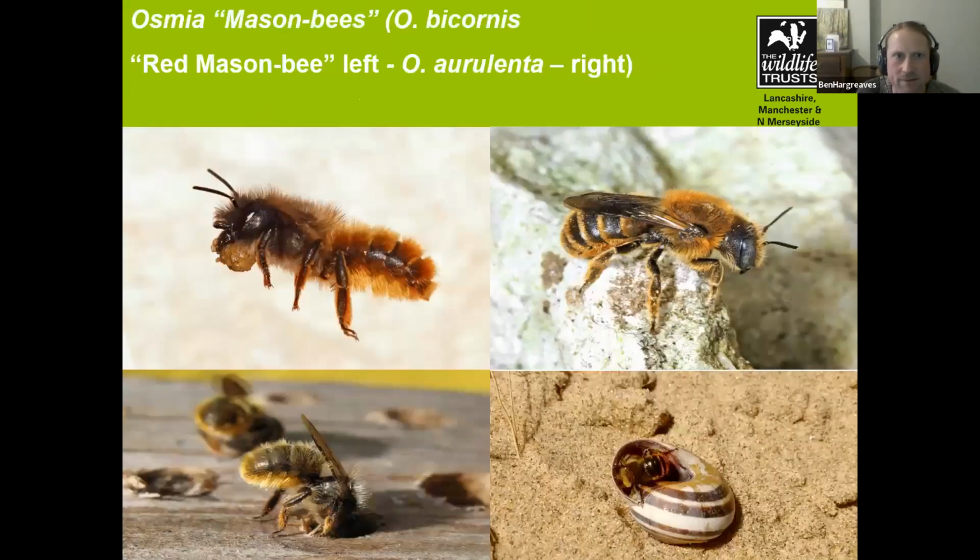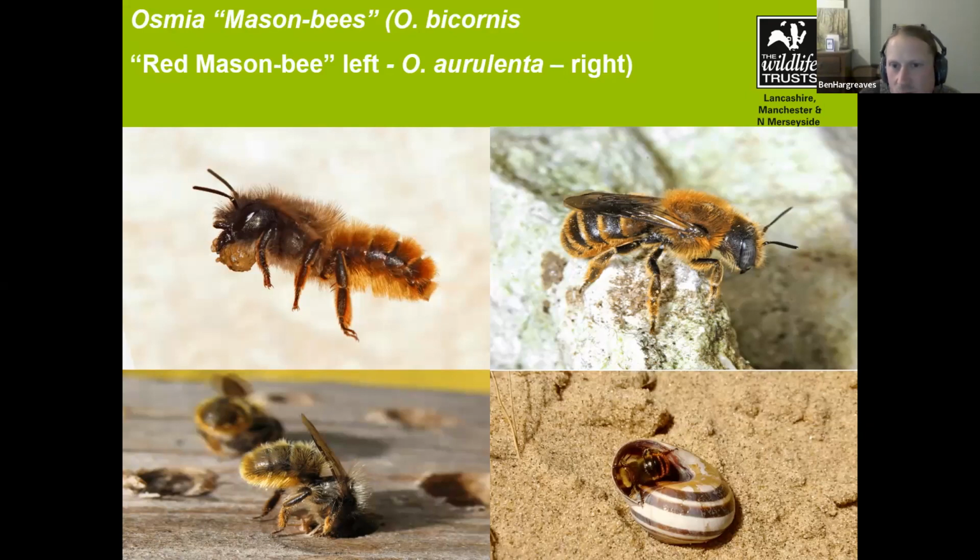Next slide, please. Yeah, the Osmia mason bees. Osmia bicornis, or the red mason bee, top left and top bottom. Bicornis means two horns, so they've got two projections that come out from the face, and they use those to help in the nesting process to manipulate the mud. They're often seen in bee hotels. These more faded examples are bottom left.